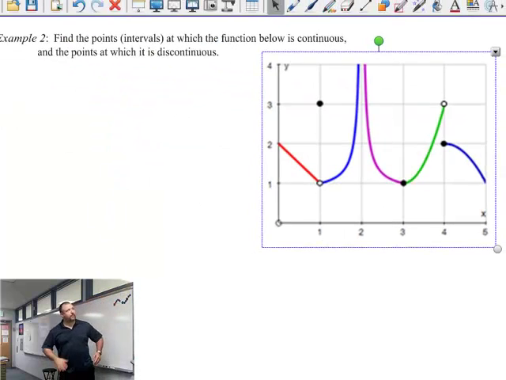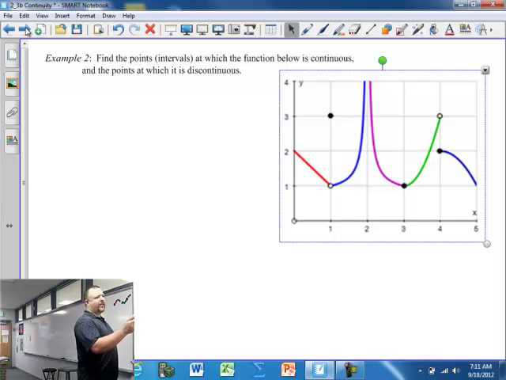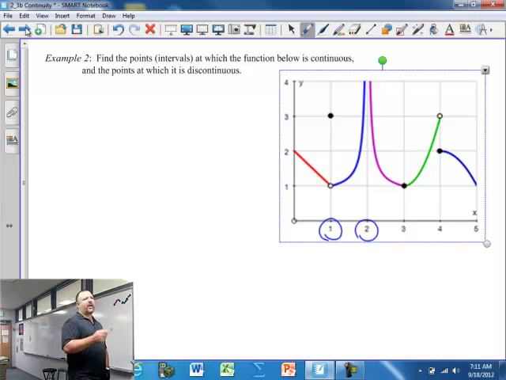And let's continue. Let's talk about this graph. Find the points at which the function below is continuous. And when we ask for continuity, we're talking more about intervals. What we look for is where it is not continuous. So when we look at this graph, we can see that at x equals 1, there's a removable discontinuity. At x equals 2, it looks like there is a vertical asymptote. x equals 3 looks okay. And x equals 4 looks like we have a jump. But everywhere between those integers, 1, 2, and 4, we seem to be continuous.